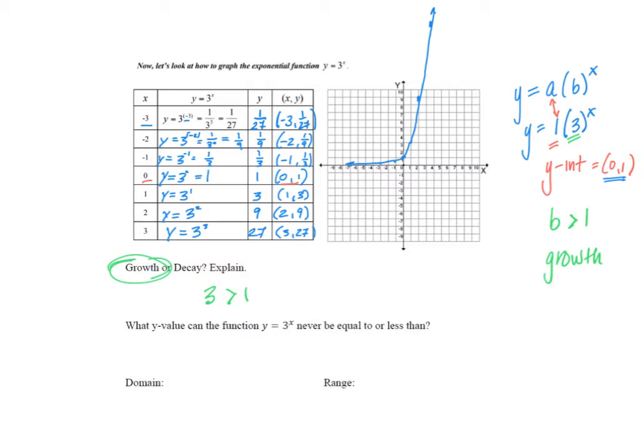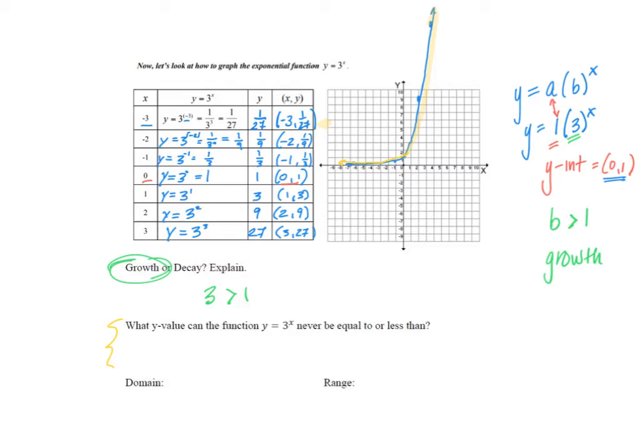All right, so let's consider this situation. What y value can the function y equals 3 to the x never be equal to or less than? Well, as my x's got larger and larger and larger, you could see that my graph increased exponentially. And as my x's got smaller and smaller and smaller, the value in the denominator increased where my value in the numerator did not change. So this value or curve here is getting smaller and smaller and smaller, but it actually never touches that x-axis.